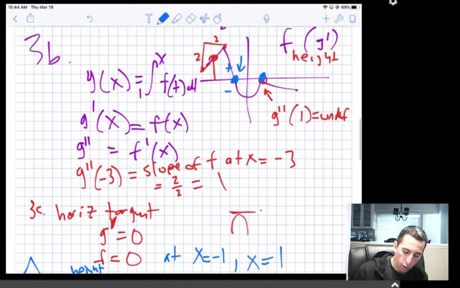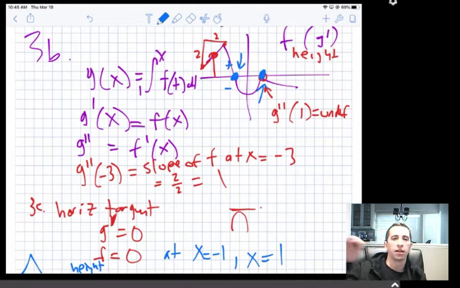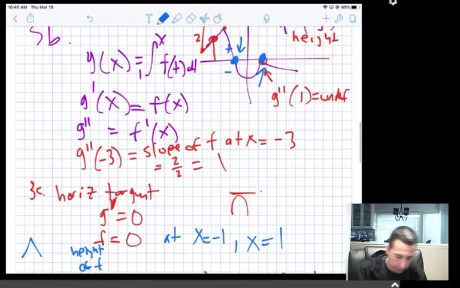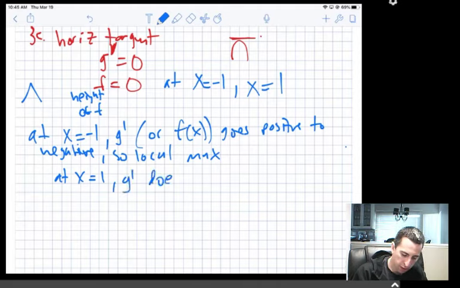At x equals 1, though, we don't see a sign change. My derivative is negative and then 0 and then negative. That's not a min or a max. So we say at x equals 1, g prime doesn't change sign. So neither.